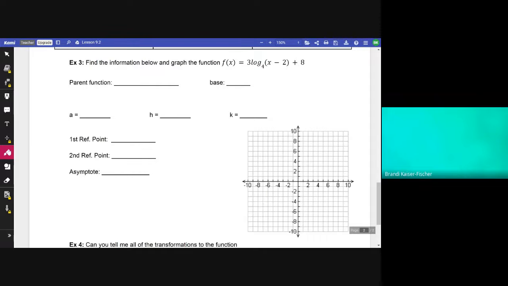So basic function, let's start there. If you look at this thing, it's very extra, right? You just want the basic parts. Well, the basic parts are the log, the base number, and the x. So this parent function is just log base 4 of x. And since we've already talked about the base being 4, it shouldn't take us too long to do this.